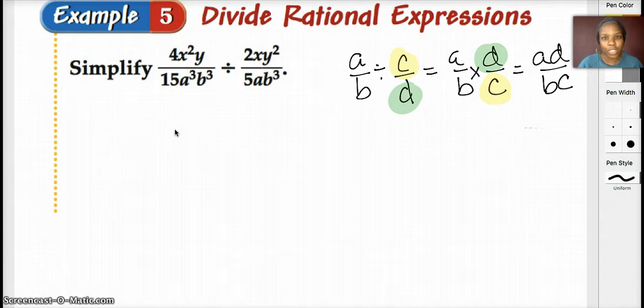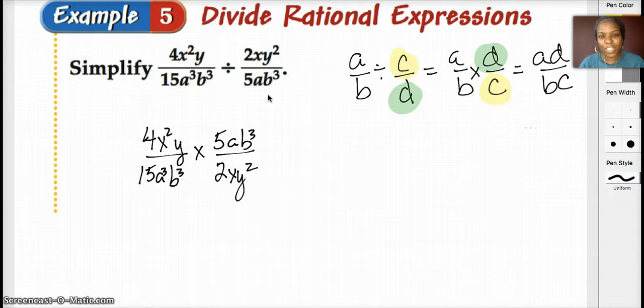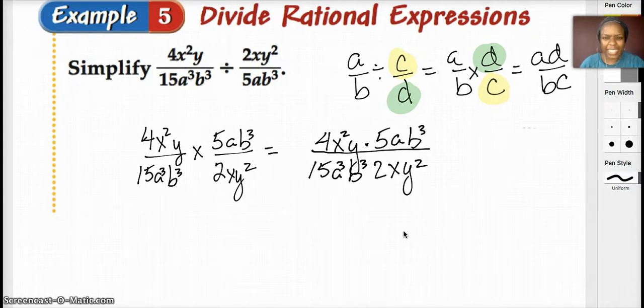So the first thing I want to do is start off by rewriting this division problem as a multiplication problem, as our formula suggests. So now we'll exchange this problem for this problem. And I smushed all of the numerators together and the denominators together so we have this one big fraction. Now it's time to cancel, and I would suggest you try to cancel carefully.